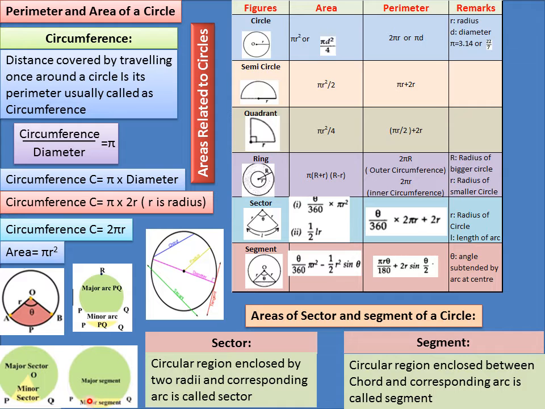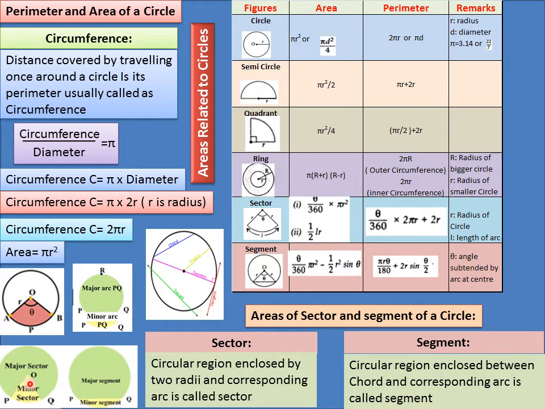So this chord will again have a region, or area, that is formed. If it is smaller in size, then it is called a minor segment. The region that is formed due to this chord, if the area is more, is called a major segment.